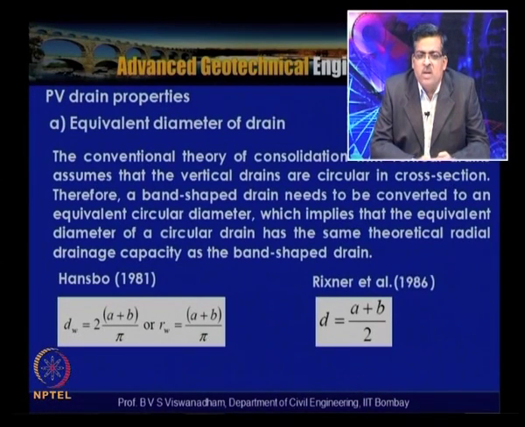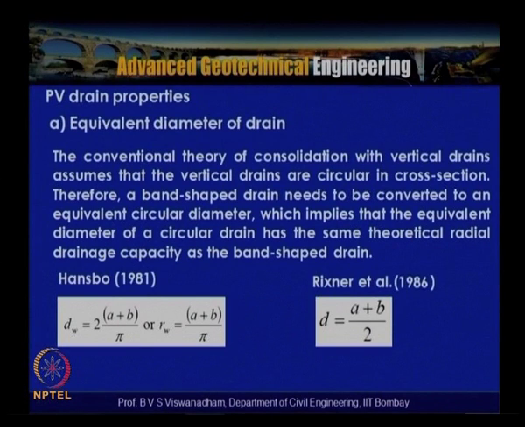This is after Hansbo 1981. And Rixner proposed that dw is equal to (a plus b) by 2, and this was proposed based on some finite element analysis results. However, universally the one adopted is dw equal to 2 into (a plus b) by pi.